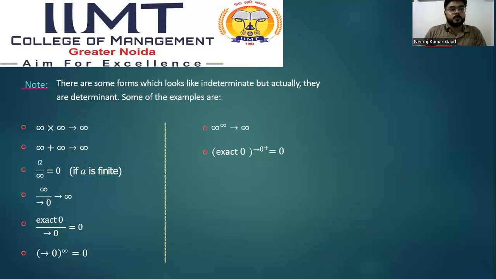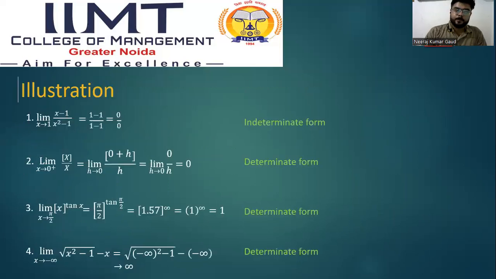There are some forms which look indeterminate, but actually they are determinate. Some examples are: infinity into infinity tends to infinity, infinity plus infinity tends to infinity, a upon infinity, where a is finite, is 0, infinity upon tends to 0 is infinity, exact 0 upon tends to 0 is 0, x tends to 0 to the power infinity is 0, infinity to the power infinity is infinity, exact 0 to the power 0 positive is 0.